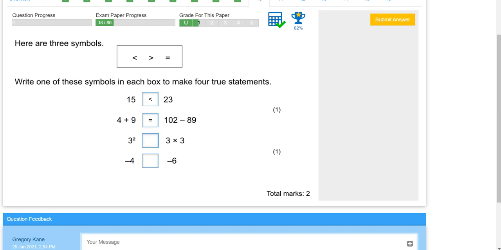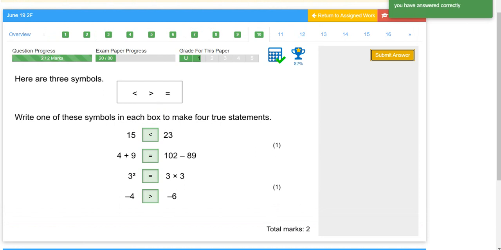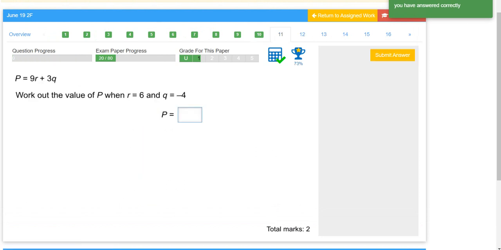Over here, 3 squared and 3 times 3. Well, I know that is the same thing. And what about this one? -4 and -6. Well, 4 negatives and 6 negatives. If I owed you £4, or if I owed you £6, then that would be a lot less. So it's going to be, that means it's not quite as bad, if you like. So, and there we go. And we're moving up.